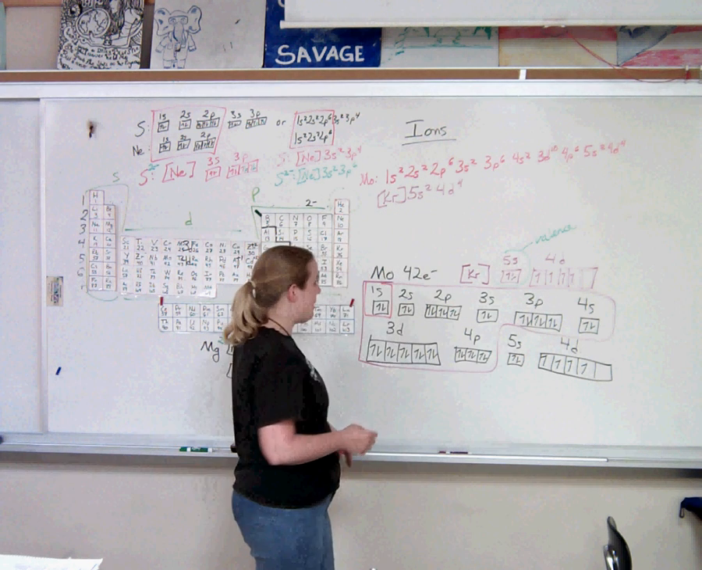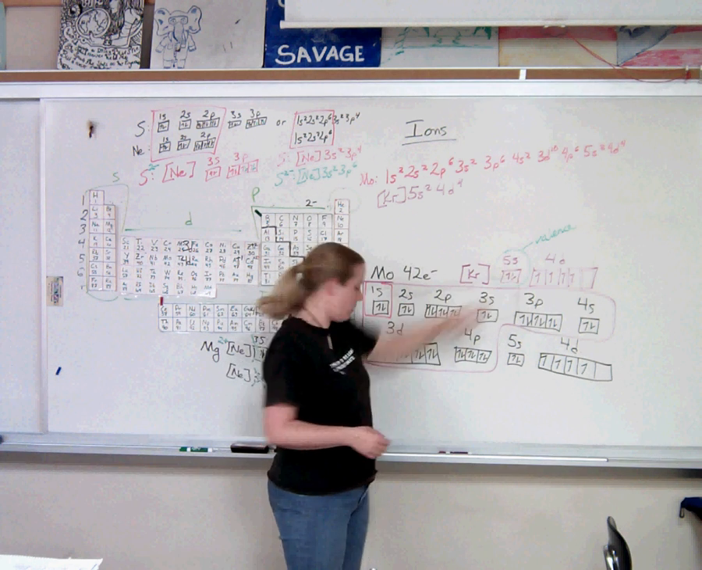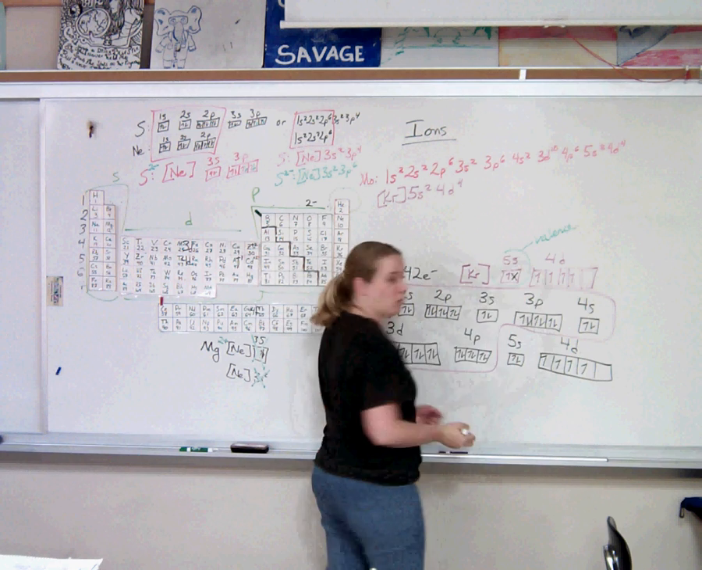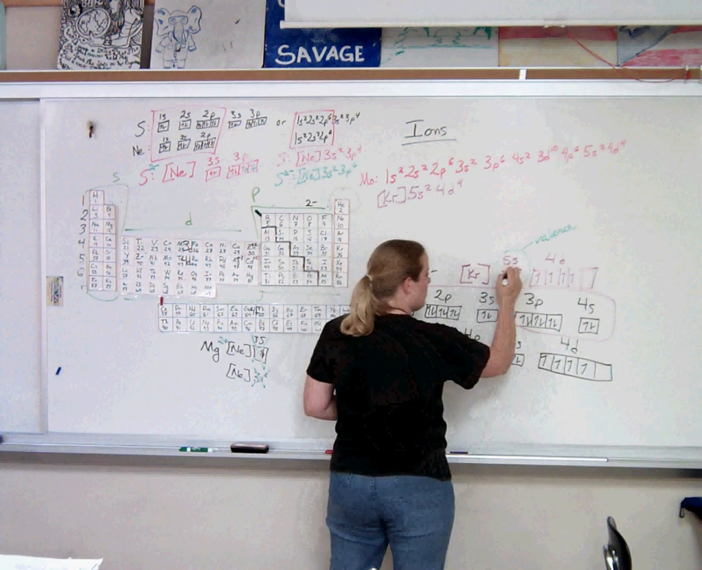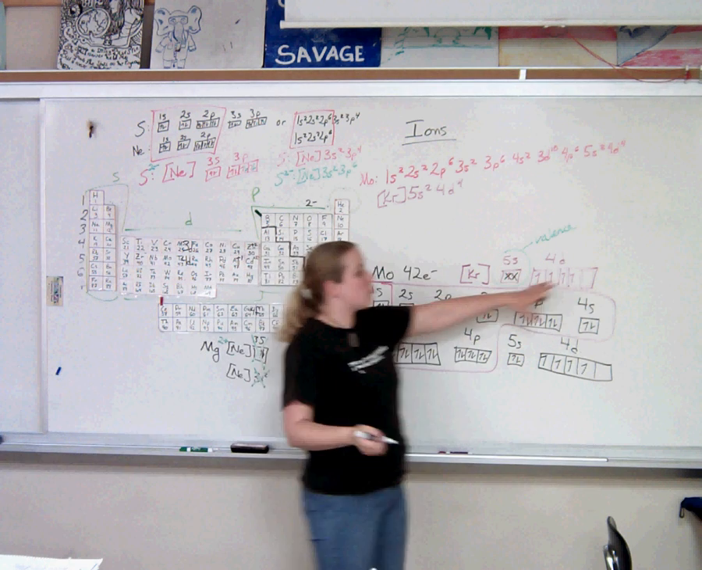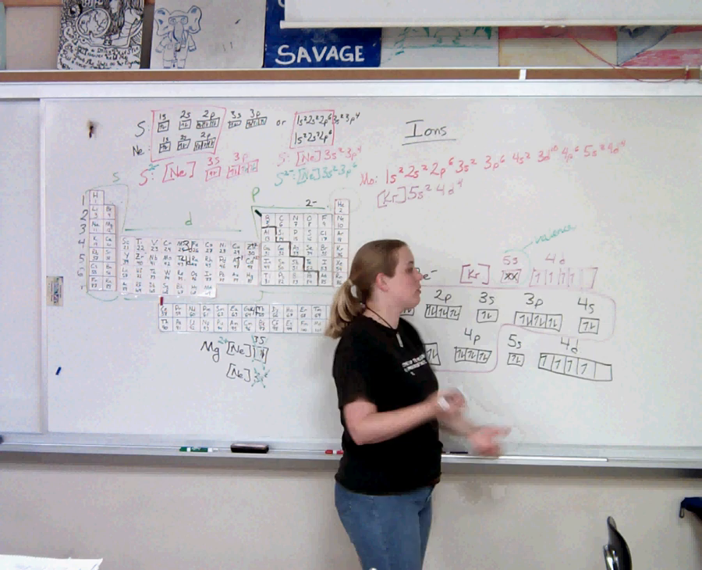So when this loses, it'll start losing out of here. So it'll start with these electrons. If it loses 1, it'll lose that one. If it loses 2, it'll lose those 2. If it loses more than that, then it'll drop down. Now it's 4d's in the outermost. Those are its valence electrons now. And so it can start losing from here.